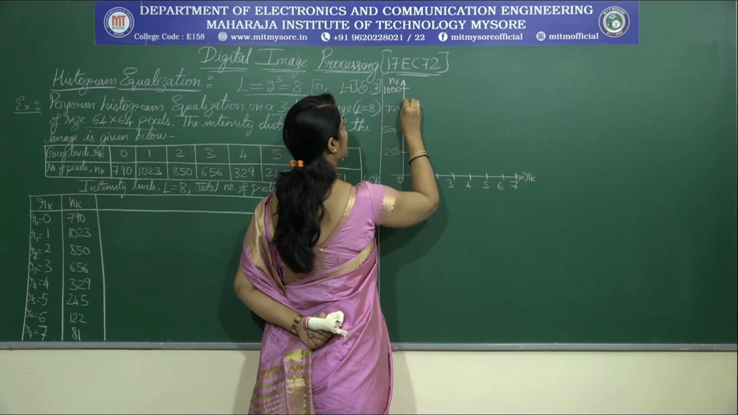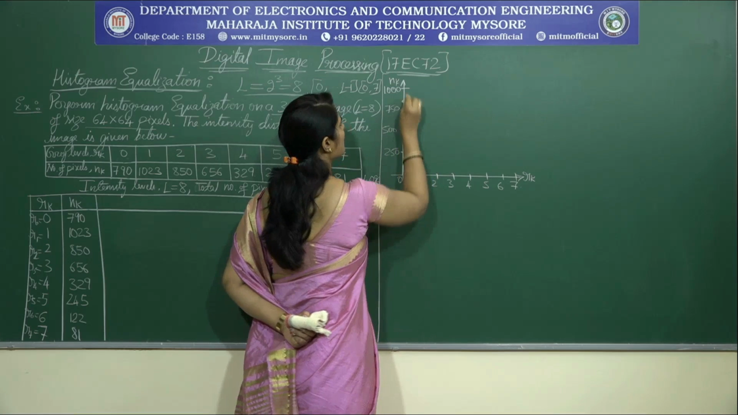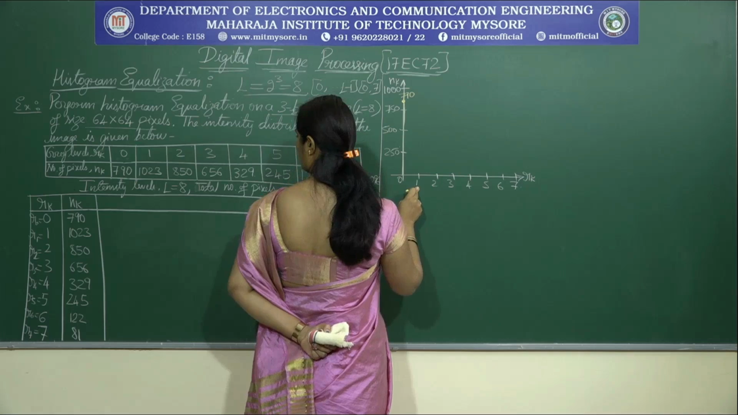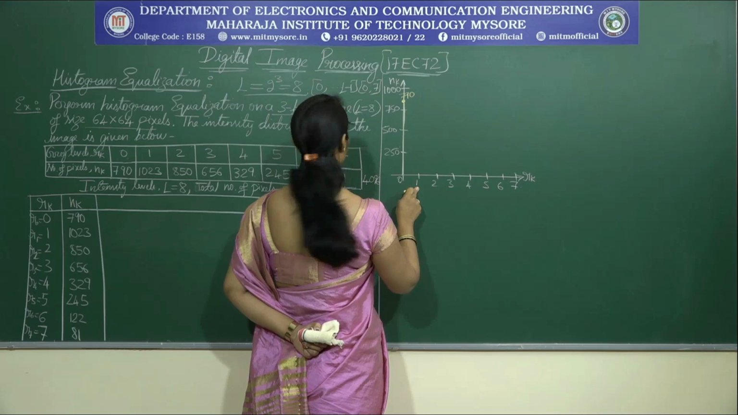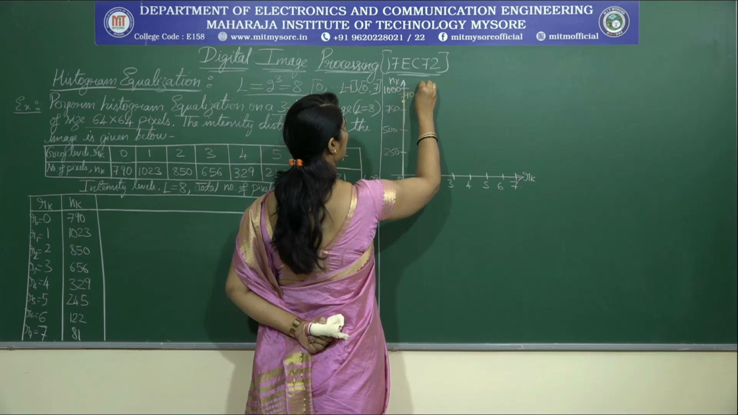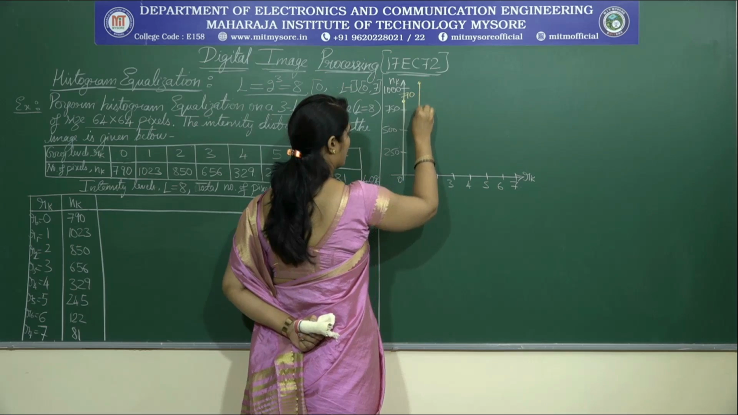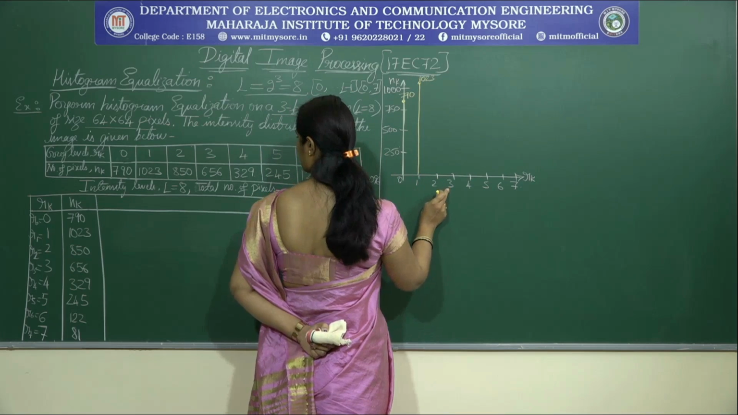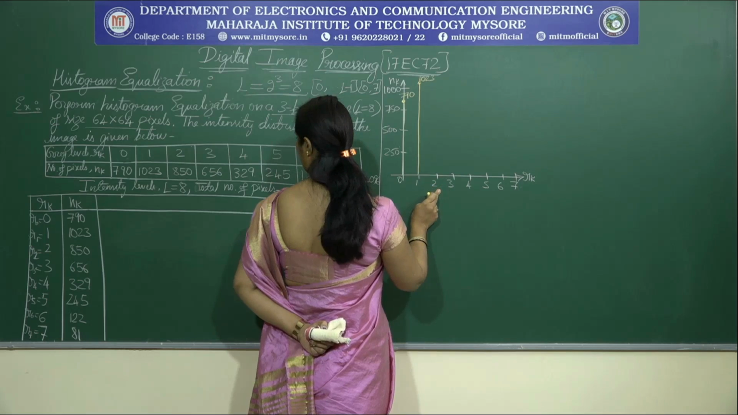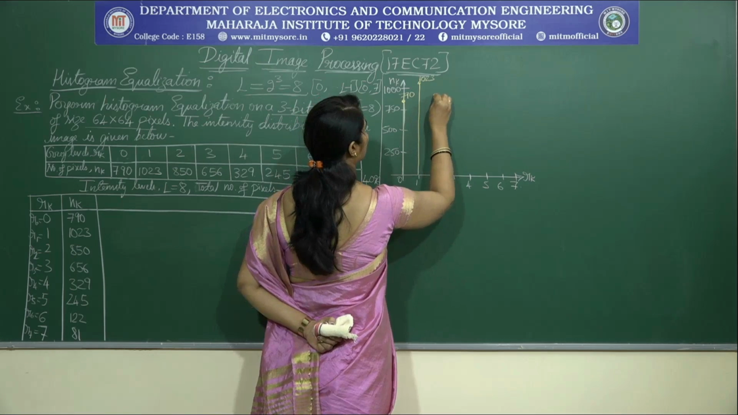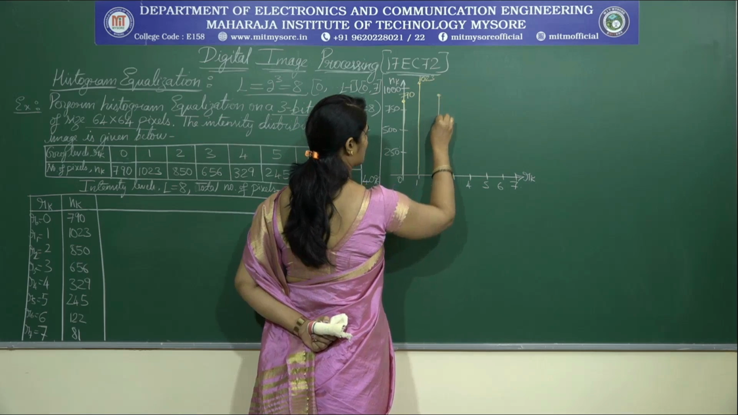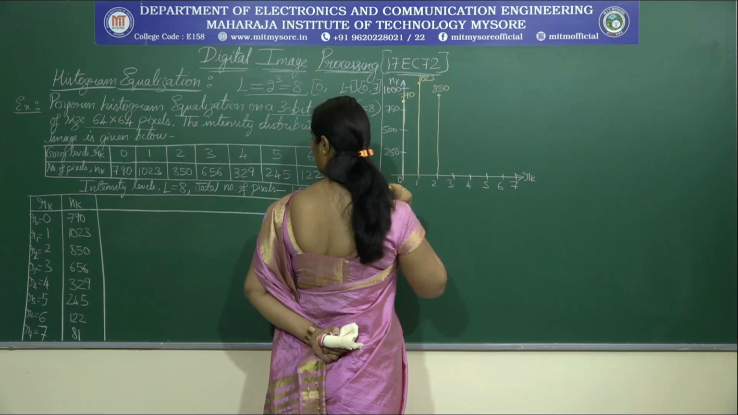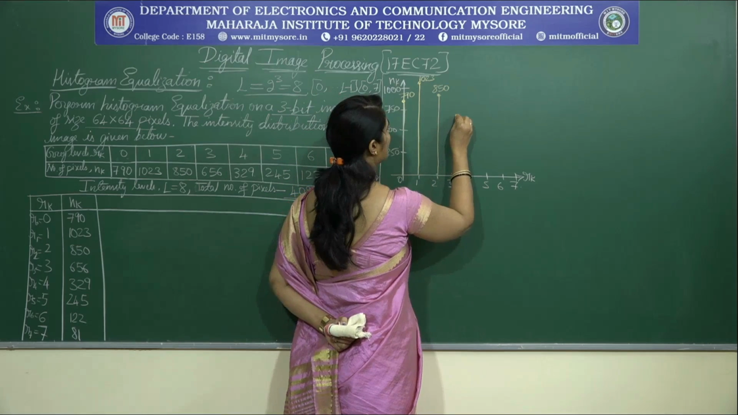Approximately it is here, 790. And the number of pixels having gray level 1 is 1023, approximately somewhere here. The number of pixels having gray level 2 is 850. The number of pixels having gray level 3 is 656.